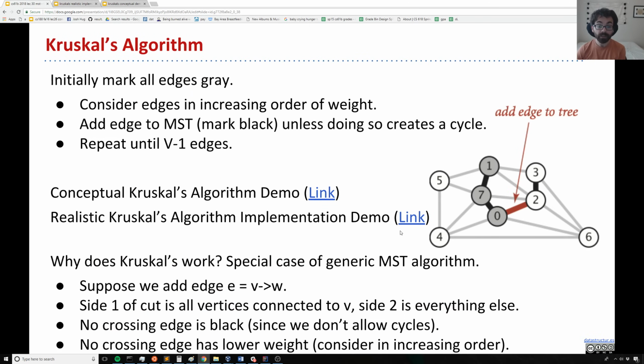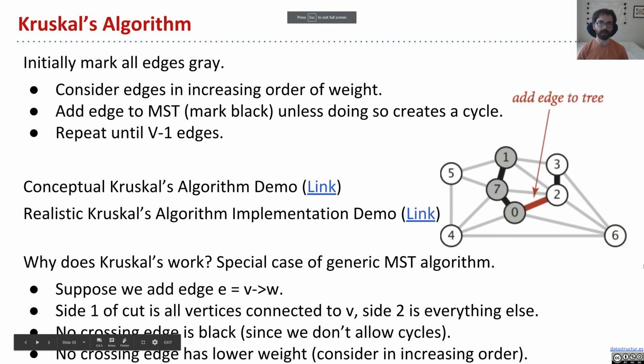And so why does this work? Again, go look again at this conceptual or realistic demo. This is it written out in text, but it's basically what I described. Every time you're considering the smallest weight edge, there's some cut for which the cut property proves that the addition of that edge will actually be valid in terms of bringing it into the minimum spanning tree.